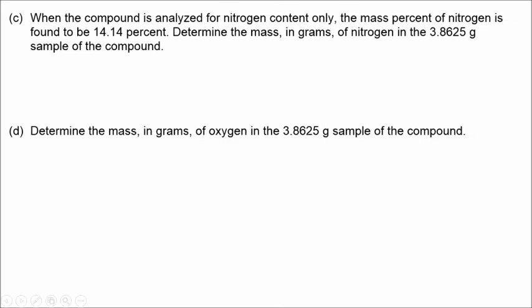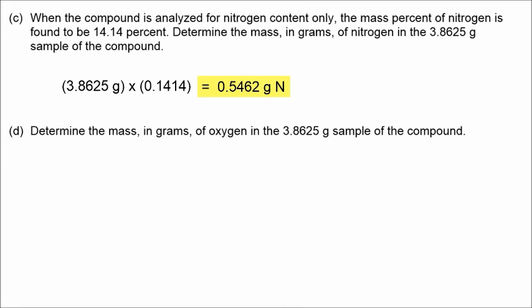In part C, we are not given the amount of nitrogen dioxide that was produced. We're simply given the mass percent of nitrogen in the original compound. This is a very easy calculation. We're just simply going to multiply the mass of the compound by the percent nitrogen as a decimal. So we get 0.5462 grams of nitrogen, and I have 4 sig figs in my answer because the percent had 4 sig figs.